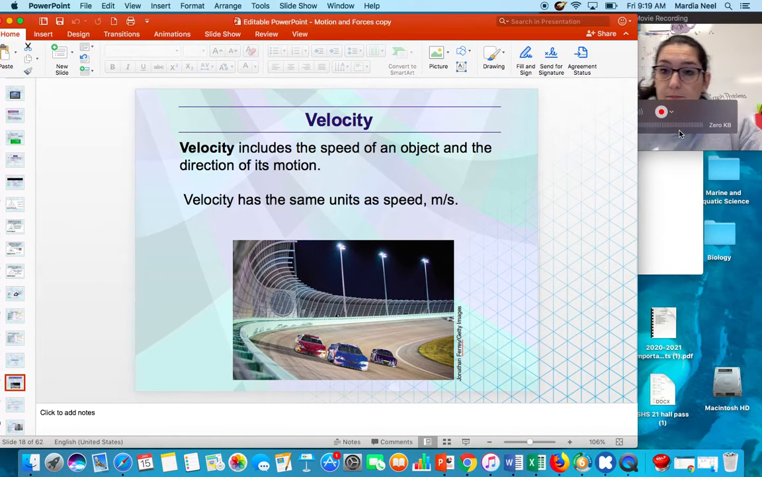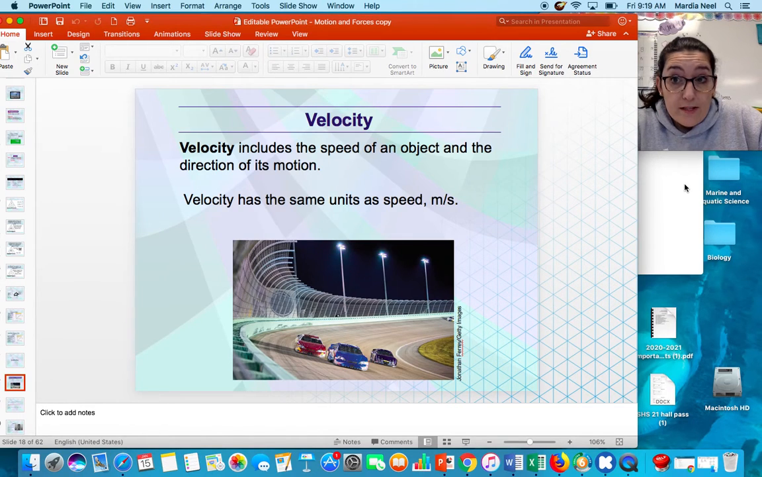All right, let me scoot over some. Okay, there we go. Velocity includes the speed of an object and the direction of its motion. So, velocity has the same units as speed does. It's meters per second. The only difference between velocity and speed is that velocity includes direction. So velocity is speed in a certain direction.